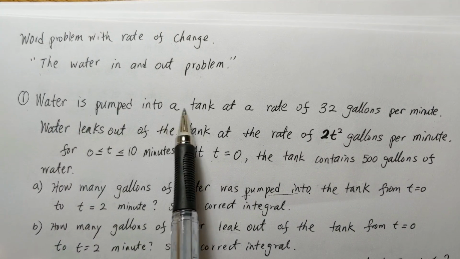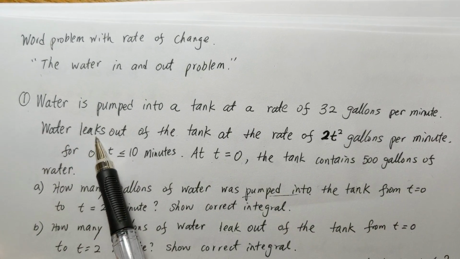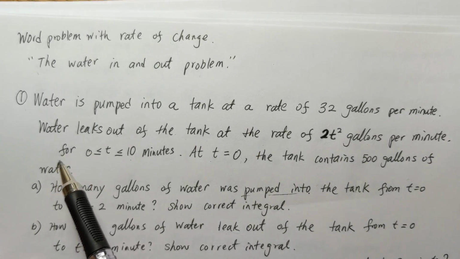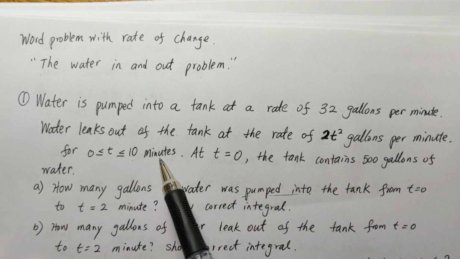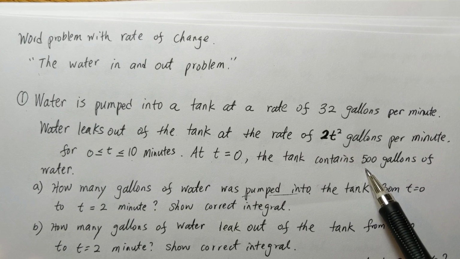Water is pumped into a tank at a rate of 32 gallons per minute. Water leaks out of the tank at a rate of 2t squared gallons per minute. For t between 0 and 10 minutes, at t equals 0, the tank contains 500 gallons of water.